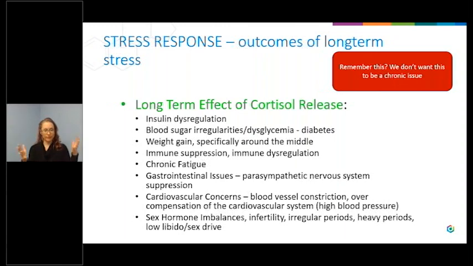So remember, the long-term effect of cortisol, we don't want this to be a chronic issue, because if your body has not been able to rebound, it hasn't had that negative feedback loop, it hasn't been able to calm itself down, these are all the things you're going to be dealing with because your body hasn't been able to shut down that cortisol response. And this is why cortisol management, stress management is a big thing, and it's not just stress.